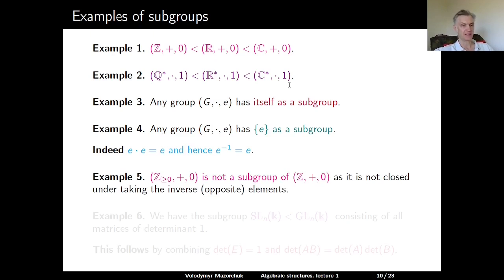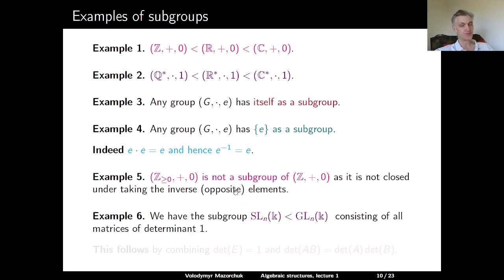Example 5, and this is a negative example. The set of all non-negative integers with respect to addition is not a subgroup of the set of all integers with respect to addition. So we have the additive group of all integers, and inside we take non-negative integers. This contains 0, and this is of course closed with respect to addition. But it is not closed under taking the inverse or opposite elements in this case. So this is not a subgroup.